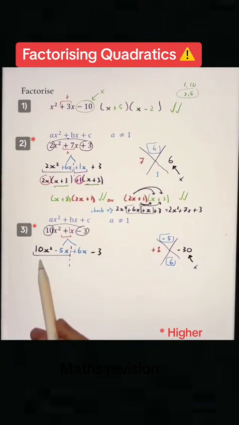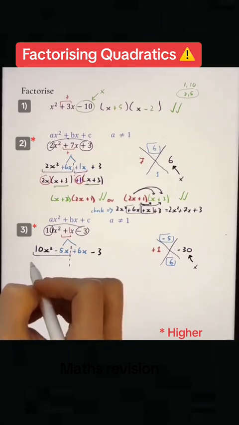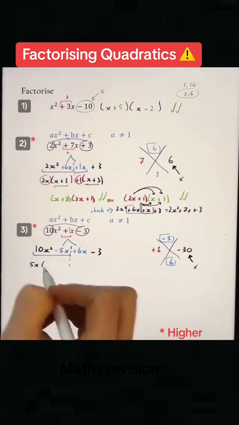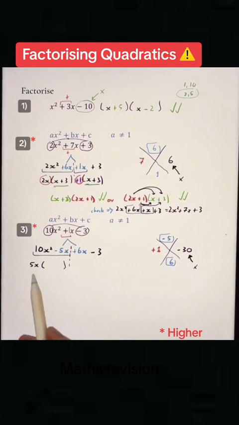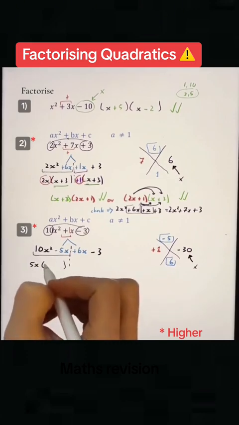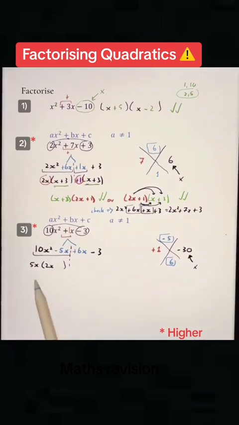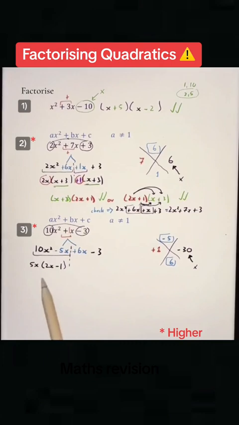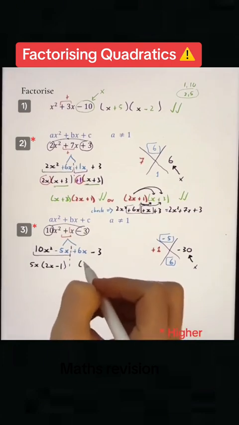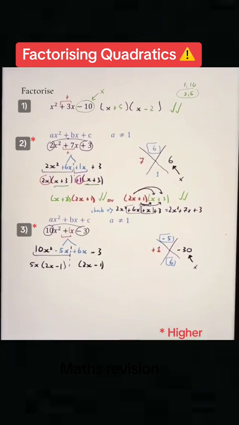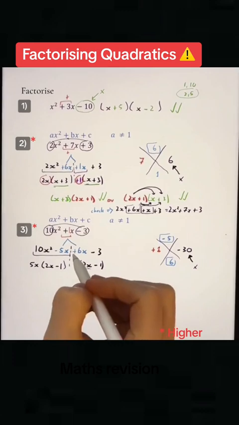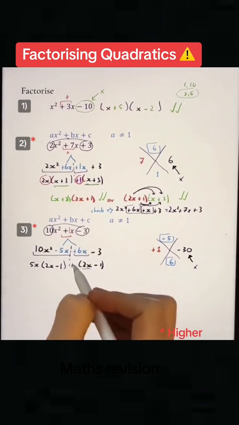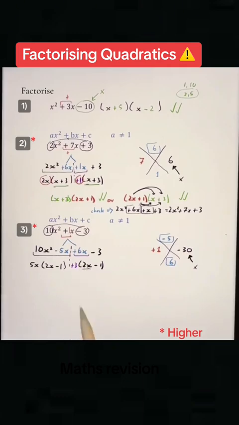Well, the highest common factor in 10x squared and negative 5x, in this case, is 5x. Opening my single bracket, what do I times 5x to get back to 10x squared? Well, I'm missing 2x. What do I times 5x to get back to negative 5x? Well, I'm missing negative 1. Whatever's in the bracket, I now copy over the dotted line, in this case, 2x minus 1. To find the missing term here, what do I times 2x to get back to positive 6x? Well, I'm missing plus 3, because I know 3 times 2x is 6x, and 3 times negative 1 is negative 3.